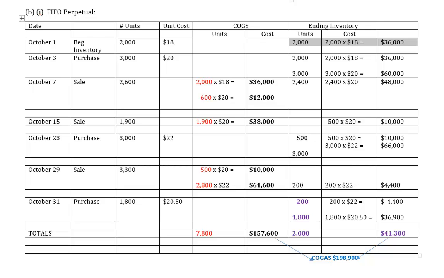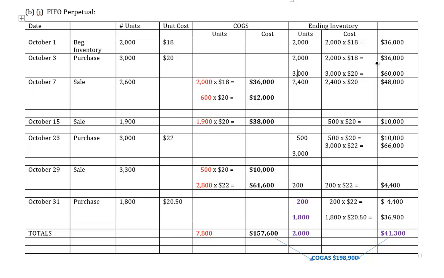Now on October the 3rd, I bought 3,000 more units and I paid $20 a unit for that. So now what do I have? I have my 2,000 units that I bought for $18 a unit, the first line here, and then I have the 3,000 that I bought on October the 3rd. So I'm just keeping them separate, that's all.